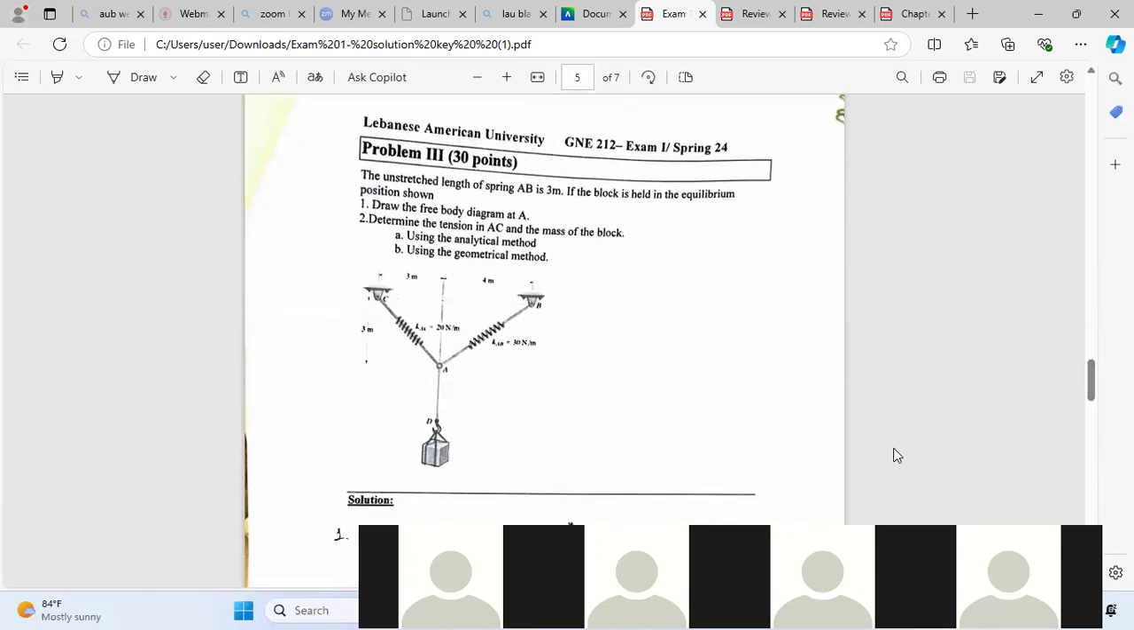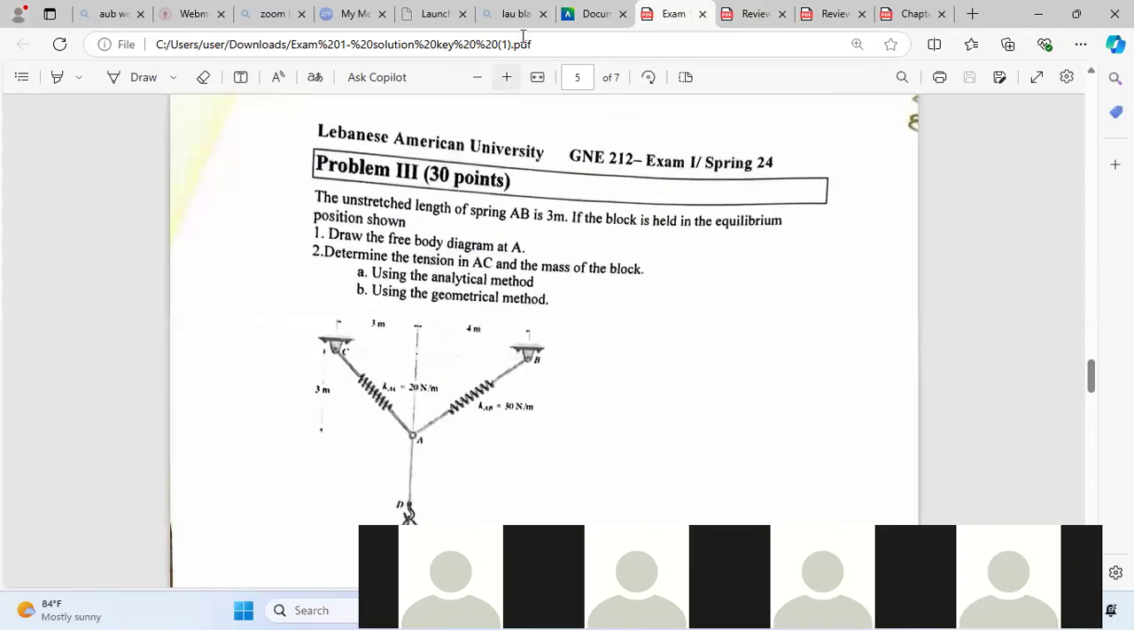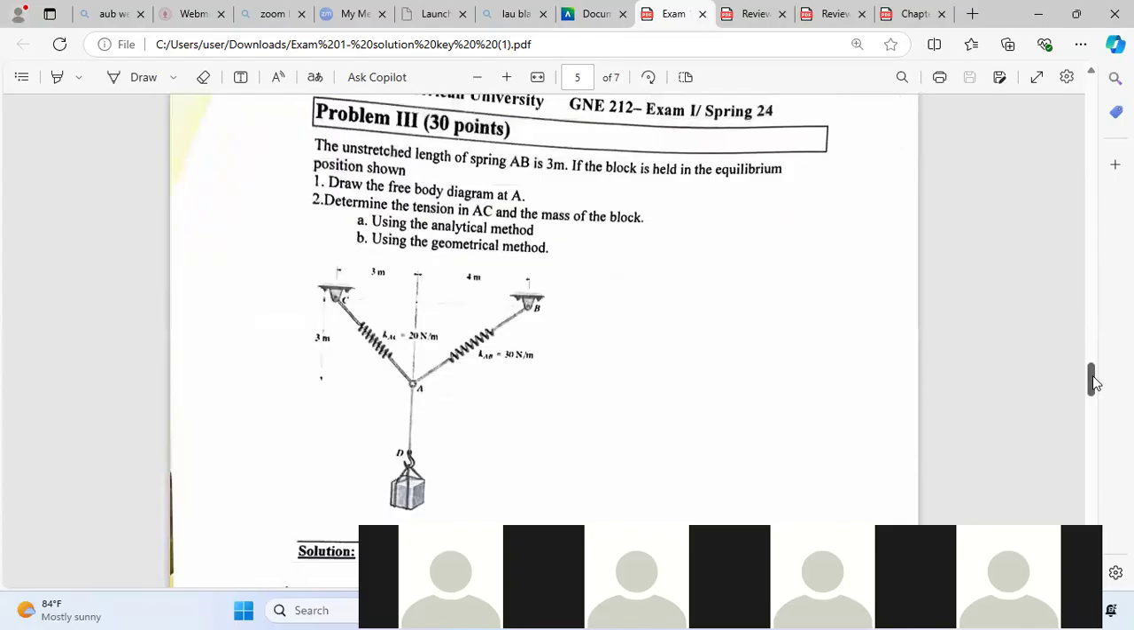Okay, let us do it together. Let me zoom a little bit. The unstretched length of spring AB is 3 meters. If the block is held in the equilibrium position shown: first, draw the free body diagram at A. Second, determine the tension in AC and the mass of the block using two different methods. First, the analytical one, and second, the geometrical one. Okay.